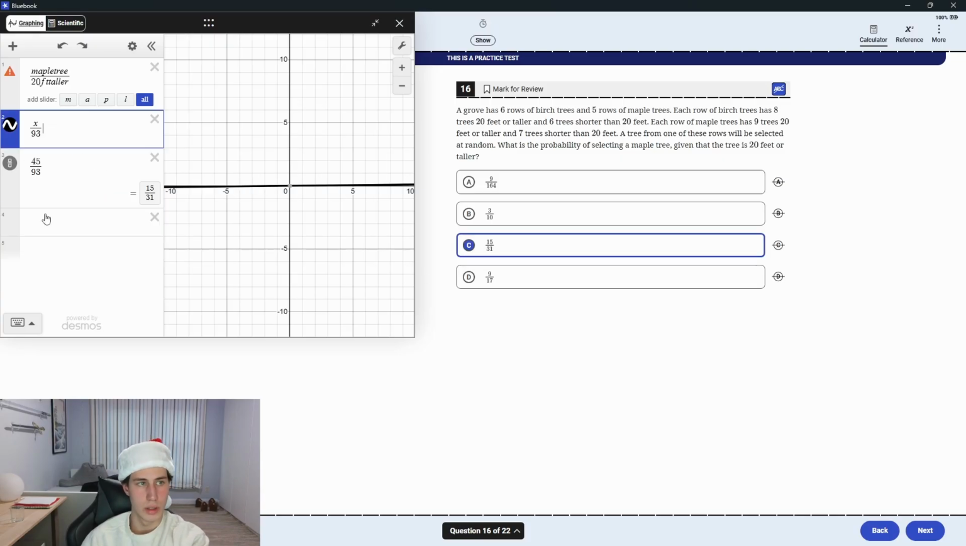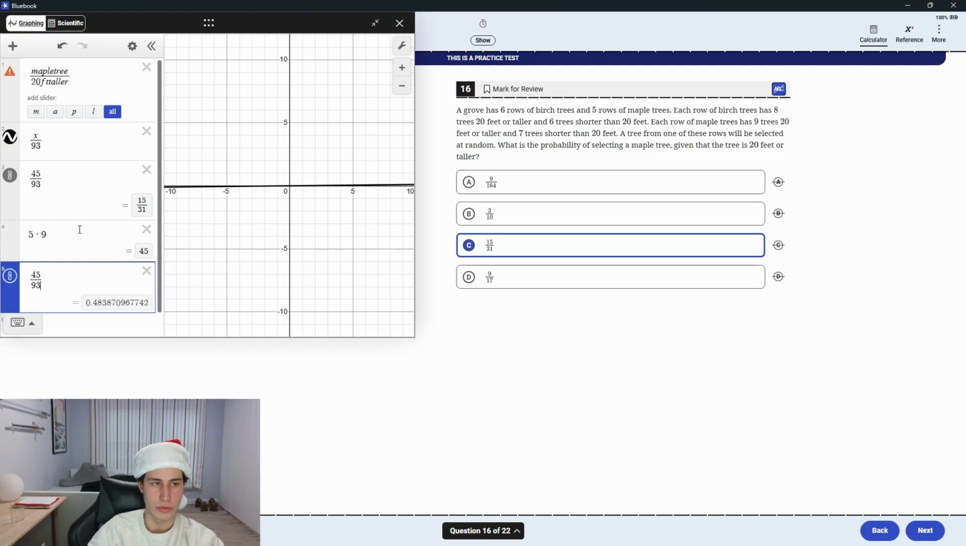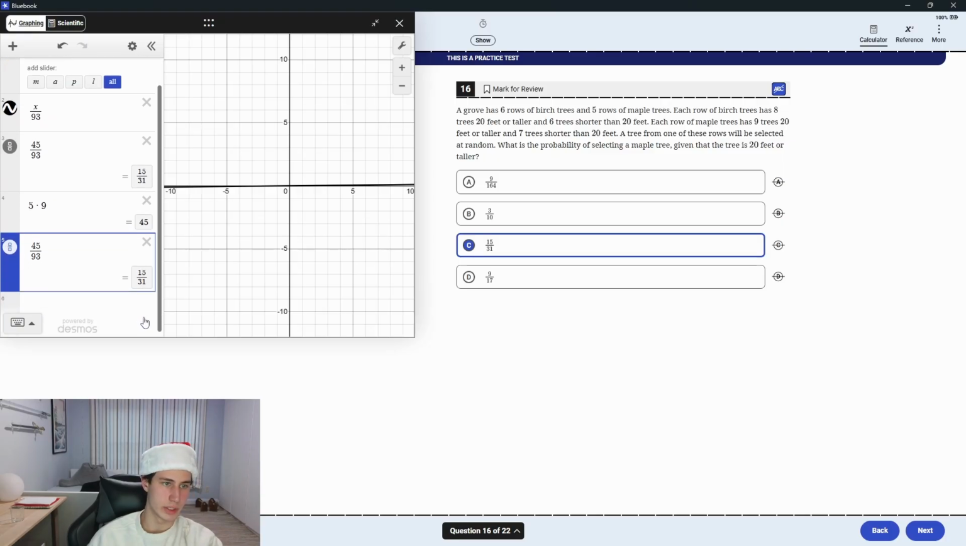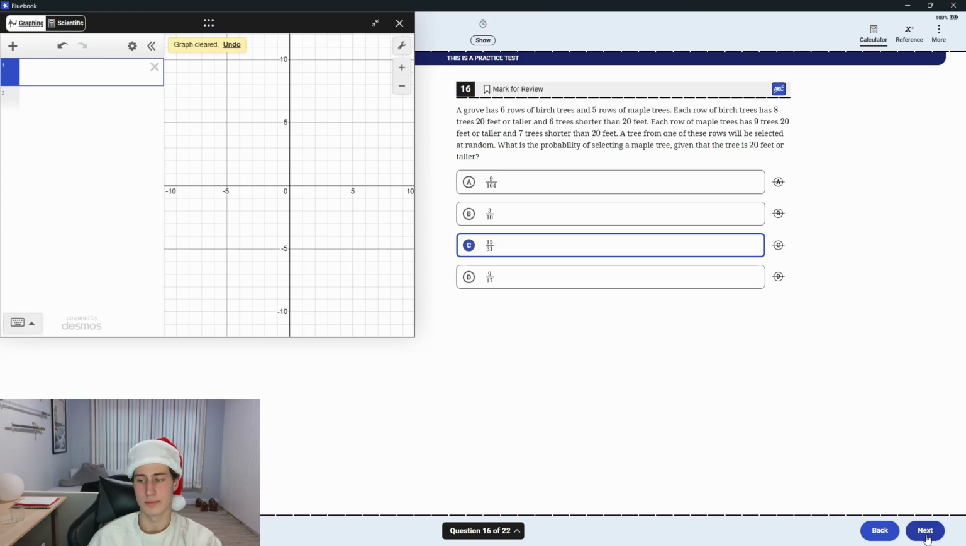So, as you remember, the maple trees that are 20 feet or taller are 5 rows of maple trees, and then there's 9 in each row that are 20 feet or taller, so it's 45. So it's 45 possible maple trees that we can choose from out of a total pool of 93 trees in total that are 20 feet or taller. So the probability of selecting them is 15 over 31, which is answer choice C.